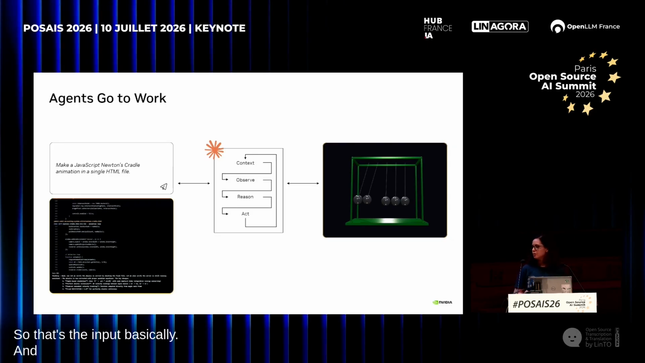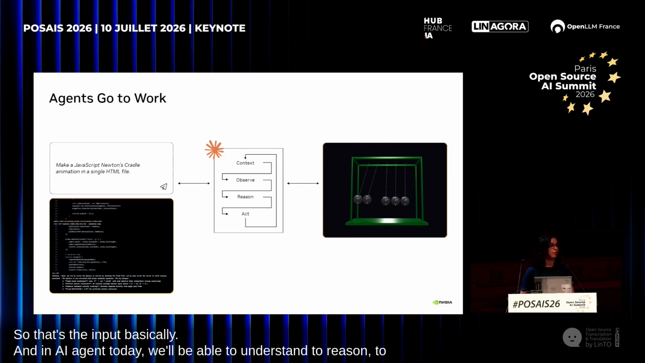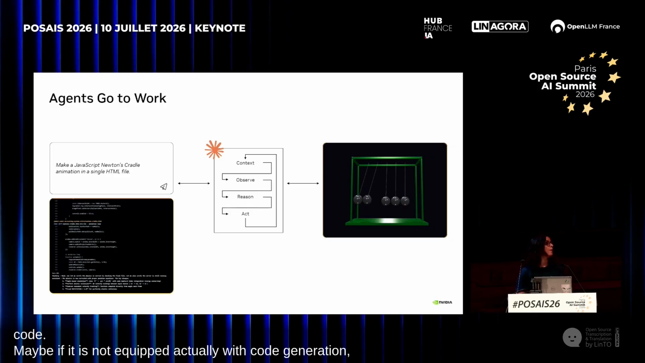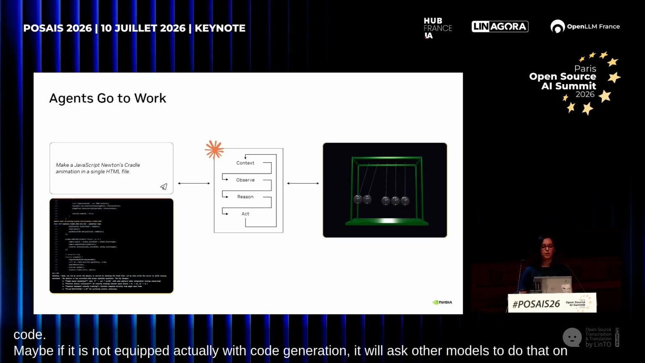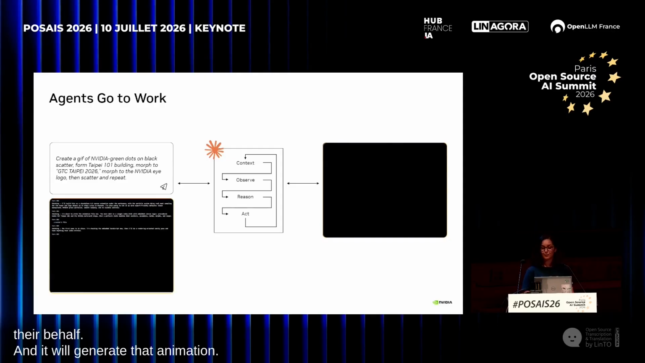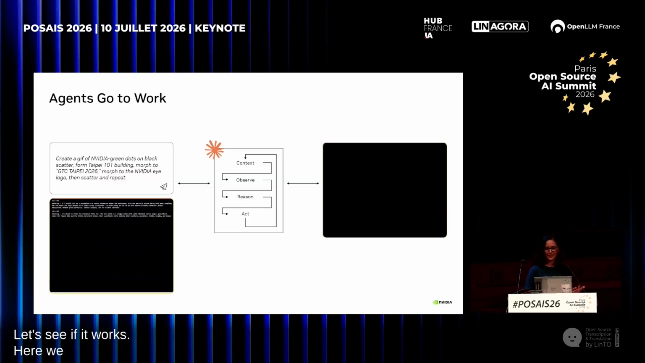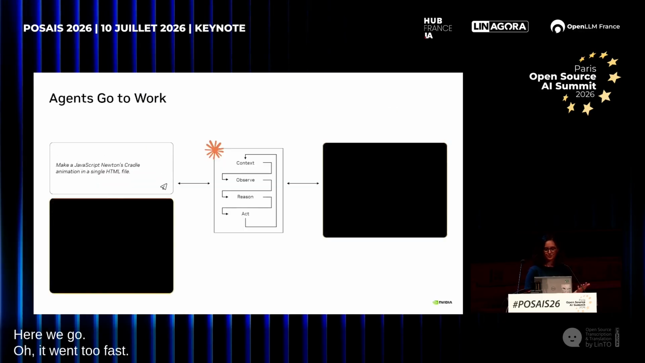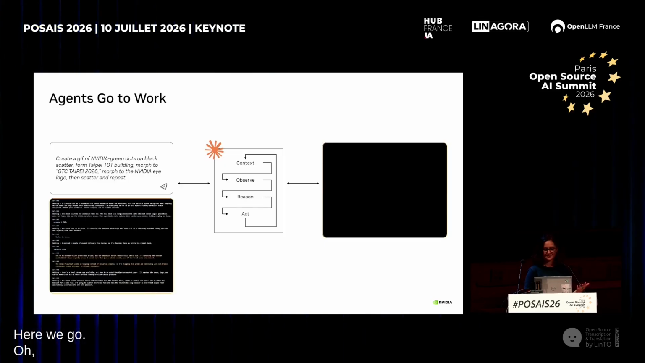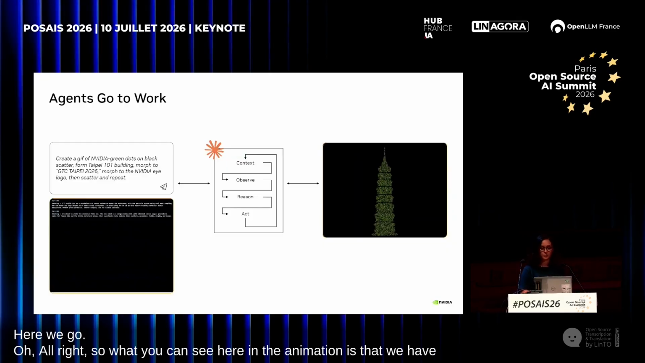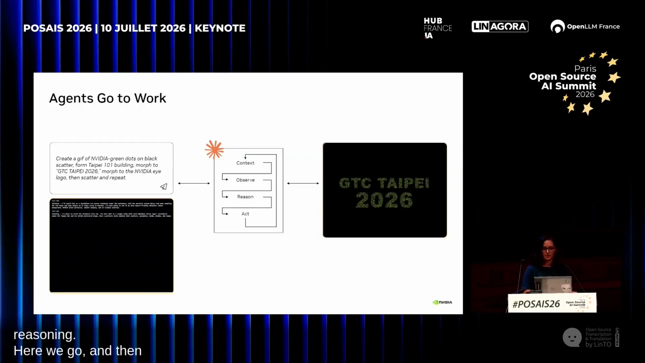And an AI agent today will be able to understand, to reason, to plan, but also to generate the code. Maybe if it is not equipped with code generation, it will ask other models to do that on its behalf, and it will generate that animation. So let's see, this is the first animation that I have. Let's see if it works. Here we go. Oh, it went too fast. Here we go. All right, so what you can see here in the animation is that we have the agent reasoning. Here we go, and then you had, oh, that's the second one.